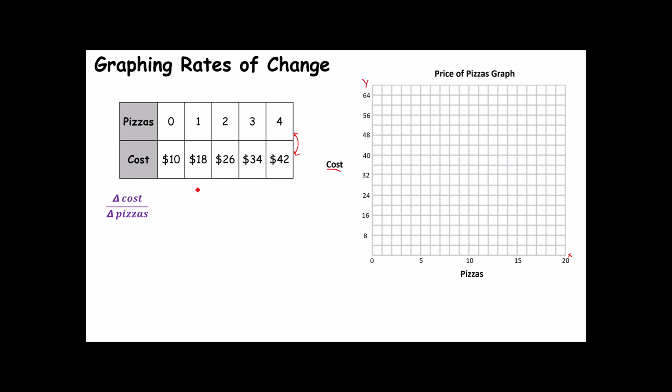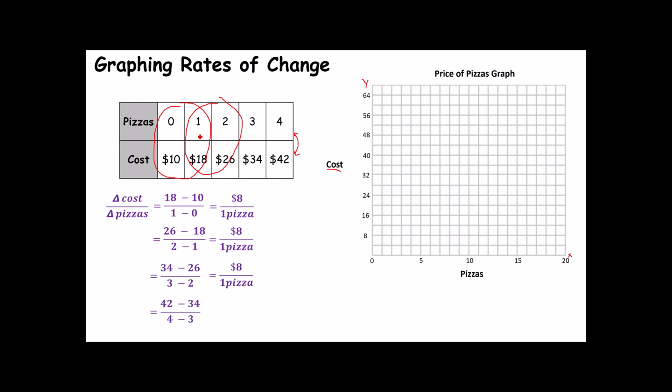There are two different ways we could do that. We could start off just by subtracting the end minus the start and saying I ended at $18, I started at $10, I ended at 1 pizza, I started at 0 pizzas, and I get a unit rate of $8 per pizza. And then I could do the same thing for the second pair. I end at 26, I started at 18, I end at 2, I started at 1. That's a change of $8 per pizza. And I can do that between any of these pairs of points. And you will notice that we do have a constant rate of change, $8 per pizza.